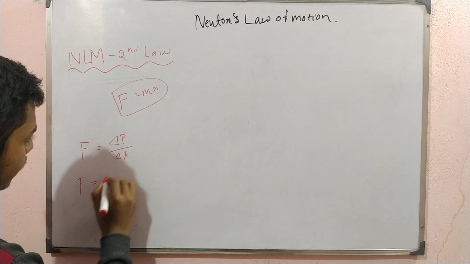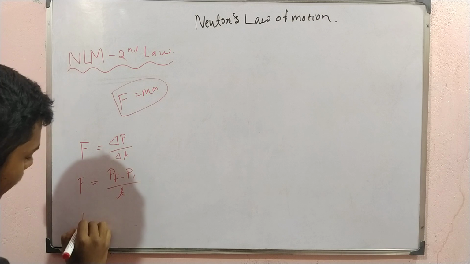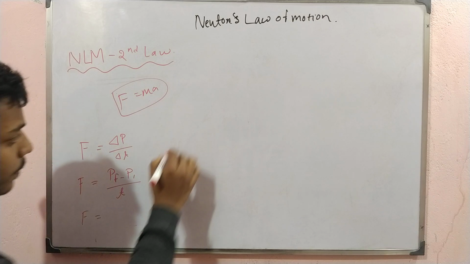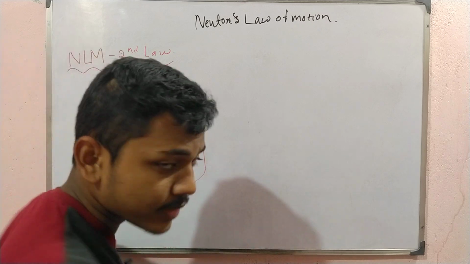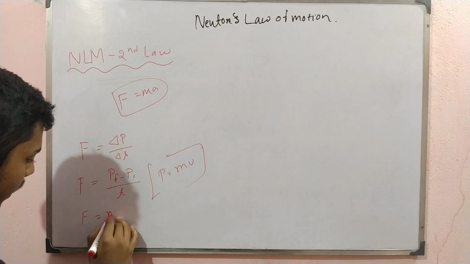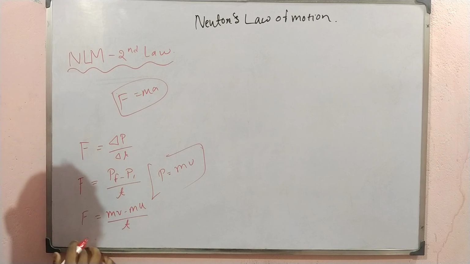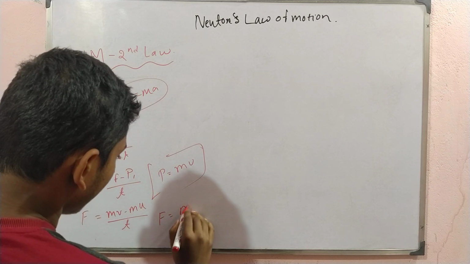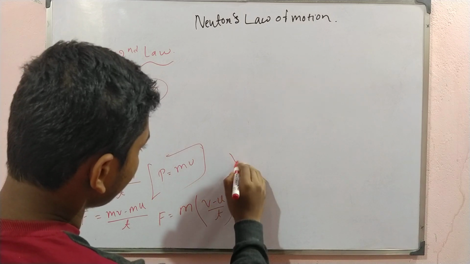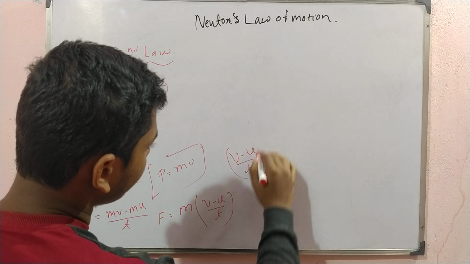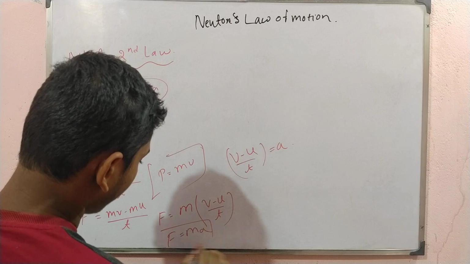What is the rate of change of momentum? P final minus P initial by time. So what is F? F is equal to, what is P? P is momentum, which is mass into velocity. So you can write mv minus mu upon t. Then F is equal to m common, v minus u by t. What is v minus u by t? That is our acceleration. So we can write F is equal to ma.